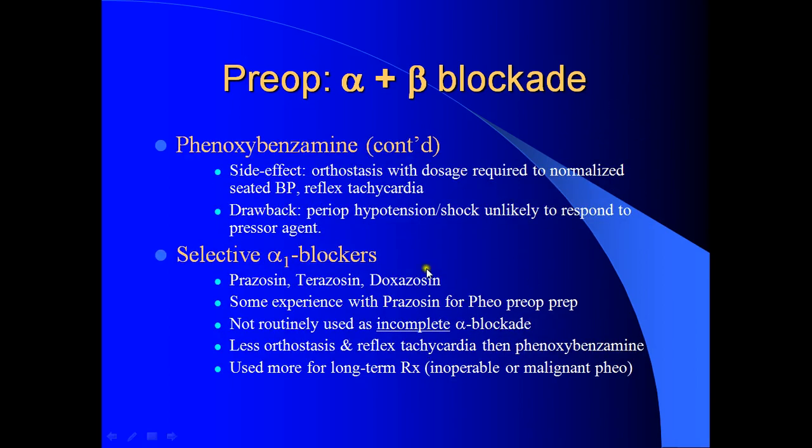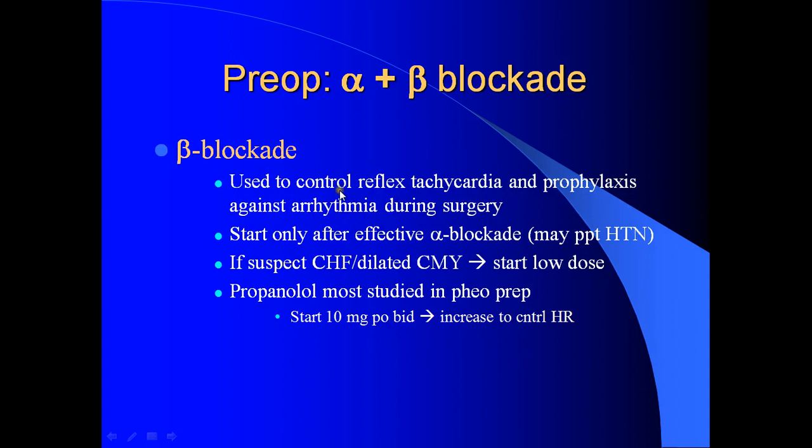When you give these alpha blockers, there is reflex tachycardia. To control the reflex tachycardia and for prophylaxis against arrhythmias, you give beta blockers. Start only after effective alpha blockade because it can precipitate hypertension.